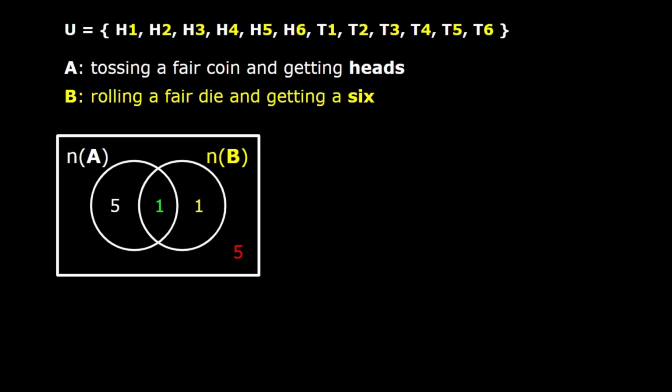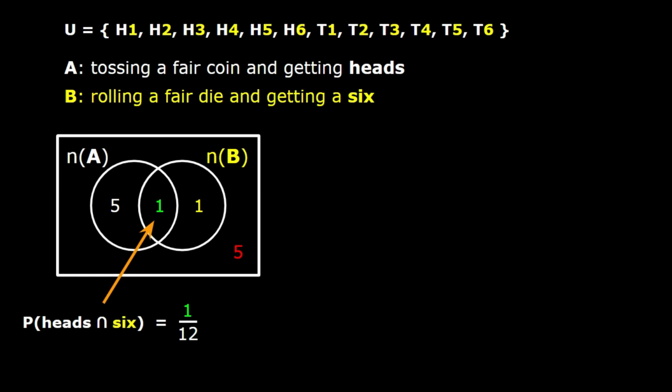So when reading a Venn diagram such as this one, don't be too quick to jump to conclusions about independence. Of course, we can see that these events are definitely not mutually exclusive because the overlap is not 0, and that incidentally allows us to also calculate the probability of the overlap, which is the probability of heads and a 6, which is that green 1 divided by the total number of outcomes in the sample space.